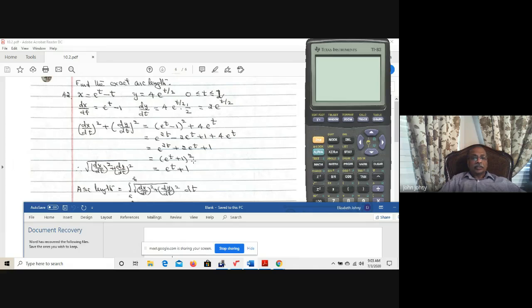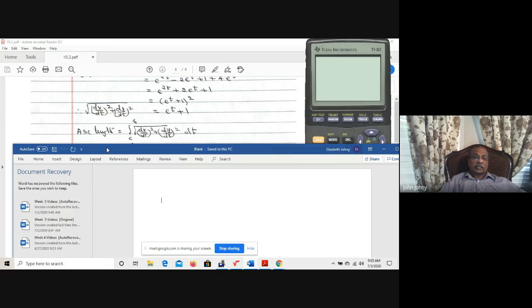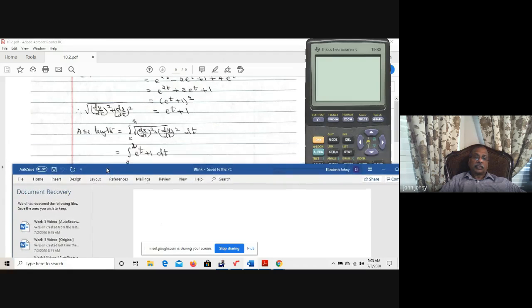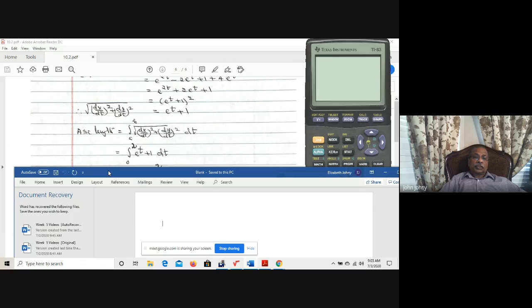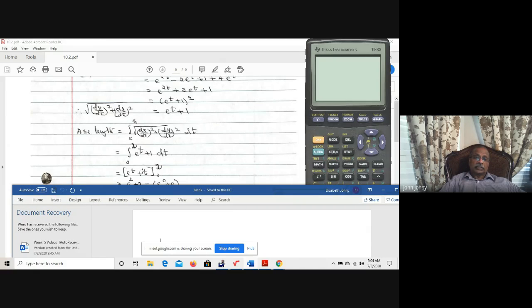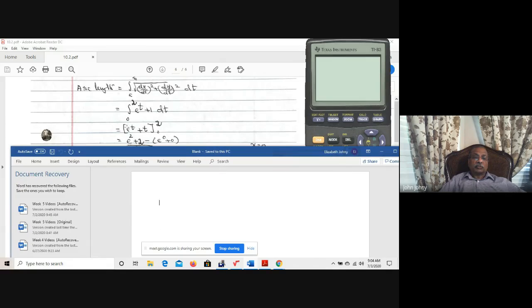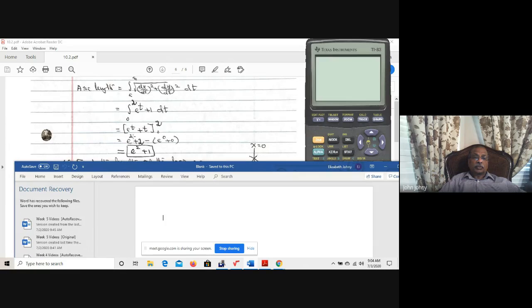Calculus is easy. So arc length is the integral from alpha to beta, or a to b, of the square root of dx over dt the whole square plus dy over dt the whole square dt, that is the integral from 0 to 2 of e to the t plus 1 dt. The antiderivative is e to the t plus t, because the derivative of e to the t is e to the t, and the derivative of t is 1. So e to the t plus t from 0 to 2. When you substitute the upper limit, you get e to the 2 plus 2. When you substitute the lower limit, you get e to the 0 plus 0. So e to the 0 is 1. So e to the 2 plus 2 minus 1, which is e to the 2 plus 1.